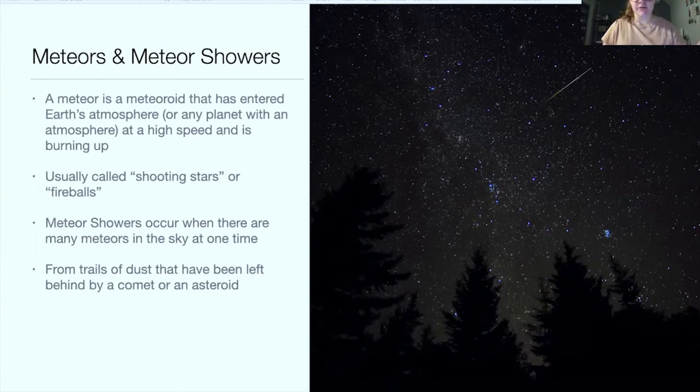Just requires some patience. So some of these meteor showers occur at regular intervals, and that's because as the Earth is orbiting around the sun, it's actually passing through trails of dust that were left behind by a comet or sometimes an asteroid.